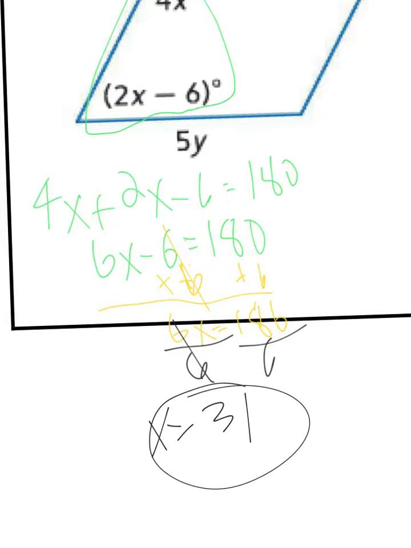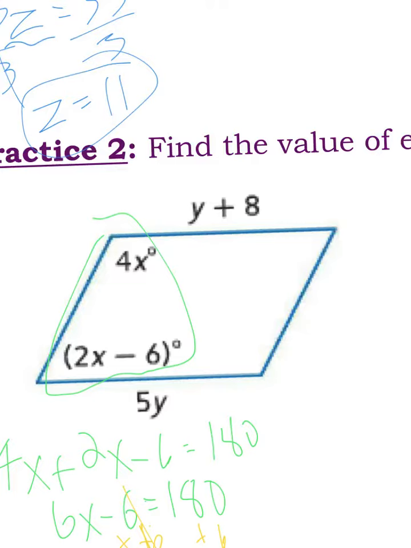Okay, so what I'm going to do to figure out the angles is just do 4 times 31, which is 124. And then I'm going to go 2 times 31, which is 62. 62 minus 6 is 56. And so when you add these back up, they should equal 180, which 124 plus 56 does equal 180. All right? And now I need to do the y's.